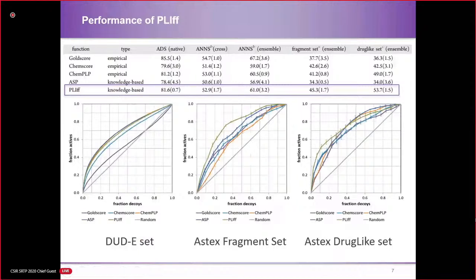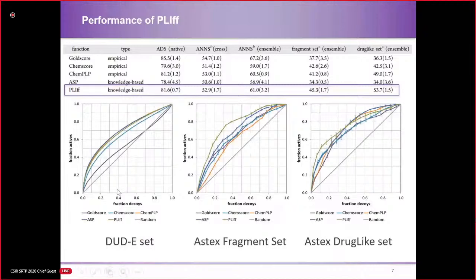Similarly, we performed this analysis on a virtual screening. So virtual screening is an experiment where you have thousands or millions of virtual molecules, and you run your scoring function against each of those molecules and tell what the docking score for each of the molecule is. And then you rank them from the best scoring one to the last scoring one.